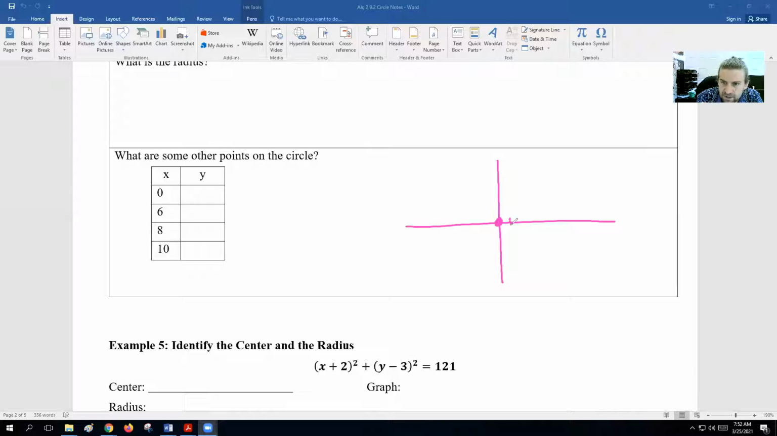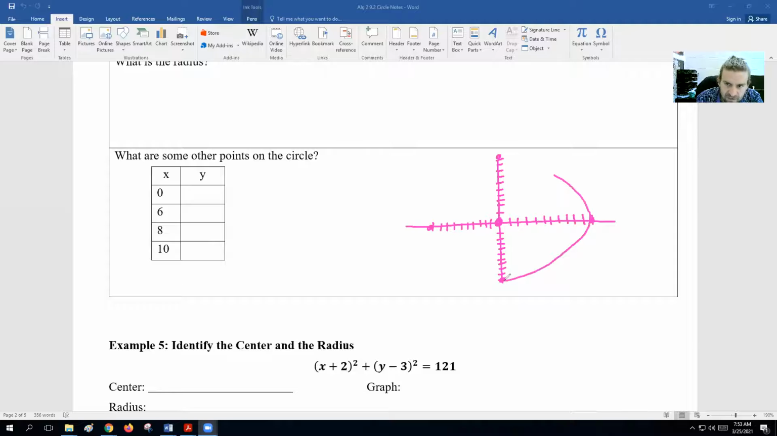Let's keep it easy. Let's go to the right 10. 6, 7, 8, 9, 10. Go up 10. 1, 2, 3, 4, 5, 6, 7, 8, 9, 10. Go to the left 10. And go down 10. Plot those points.